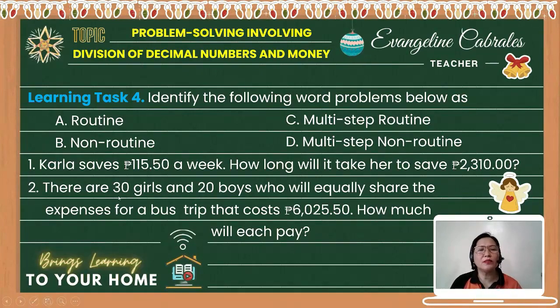Una, i-add mo yung 30 at saka 20 para makuha yung total. And then, pag nakuha mo na yung total ng girls and boys, i-divide mo yung 6,025.50 doon sa kanilang total. So, nai-imagine na ninyo kung ano ang operations, hindi ba? And then, para makuha yung how much ang babayaran ng bawat isa. So, anong tawag dito? Yes, this is multi-step routine. Okay? This is a multi-step routine. 2 kasi ang operation, pero isa lang ang solution.